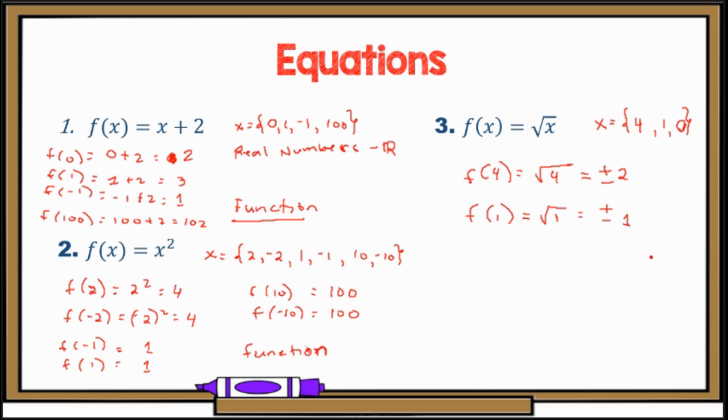So you will get two different values as well. This violates our definition of a function. And again, this is not a function because one element in the set of our domain corresponds to more than just one element in our set of outputs or our range. So this is not a function. Okay? I hope that was clear because now we will move to graphs.